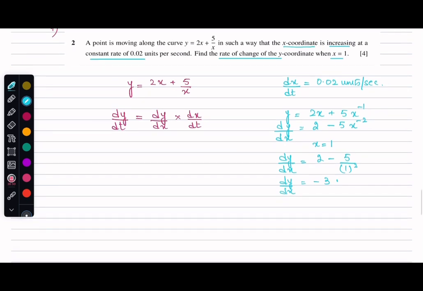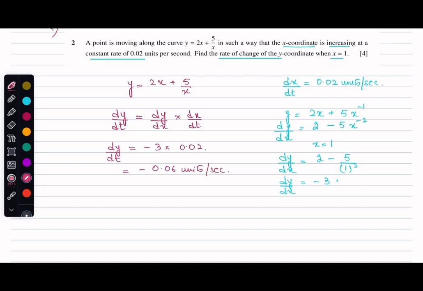So to have my dy by dt, my dy by dx value, which I found was negative 3, dx by dt is 0.02. So the rate of change of this y value here, I can say, is negative 0.06 units per second.